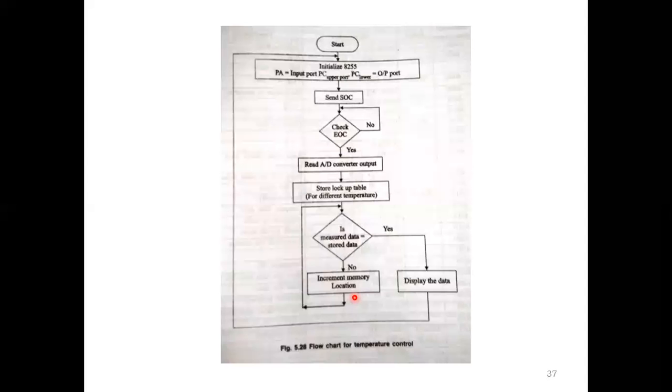So this is the flowchart for temperature control. We already saw that step by step. Start, initialize the 8255, then send SOC, then check EOC. If no, it will again send SOC. If yes, read the ADC, A to D, then store, lookup table concept, then check with the measured data. If yes, display the data. If no, increment the memory location, then continue with the comparisons.